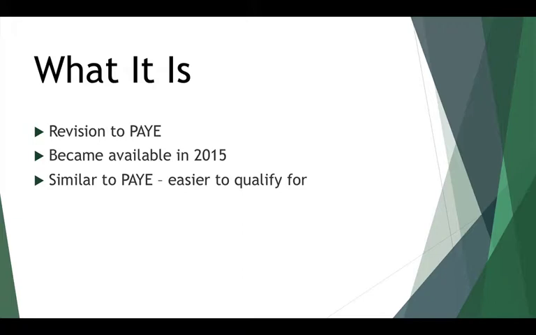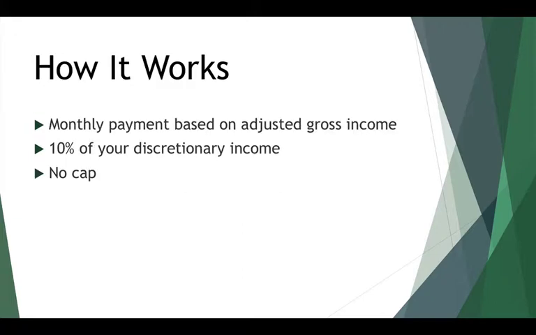There are a few key differences between pay-as-you-earn and revised pay-as-you-earn, but essentially this legislation was passed in order to open up the program to more borrowers. Here's how REPAYE works. Just like income-based repayment, pay-as-you-earn, and income contingent repayment, the other income-driven repayment options, your monthly payment is going to be based on 10% of your discretionary income. That's a calculation that uses the poverty line in your area and your adjusted gross income.